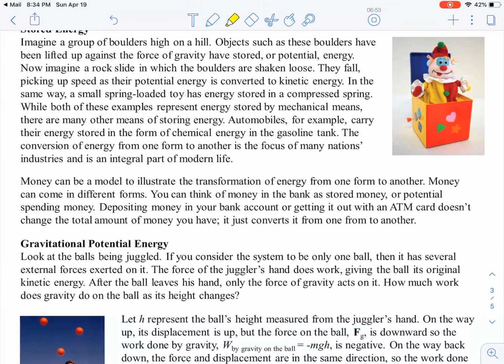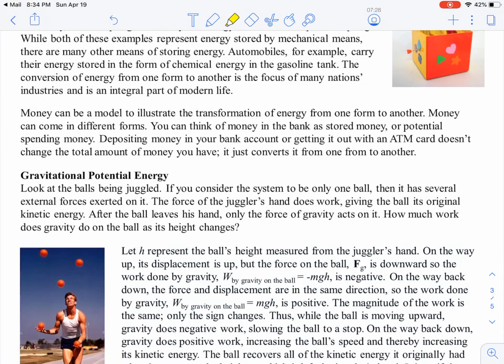Automobiles, for example, carry their energy stored in the form of chemical energy in a gasoline tank. The conversion of energy from one form to another is the focus of many nations' industries and is an integral part of modern life. Money can be a model to illustrate the transformation of energy from one form to another. Money can come in different forms. You can think of money in the bank as stored money or potential spending money. Depositing money in your bank account or getting it out with an ATM card doesn't change the total amount of money you have, it just converts it from one form to another.